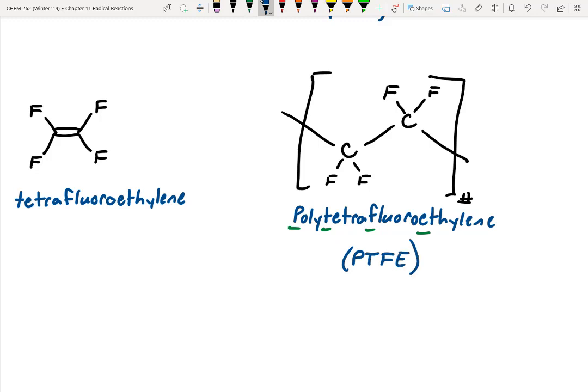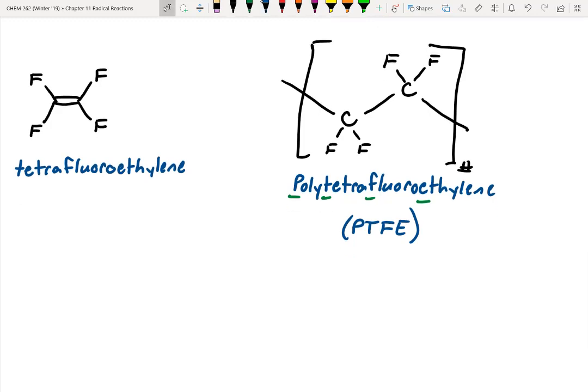Does anybody know the brand name of this? I'll give you a hint, think of nonstick cookware. Teflon. So this is the polymer whose brand name is Teflon. What makes Teflon great for cooking? Does anybody know? It's non-stick, and the main reason for this is it's very hydrophobic. So things like oils don't want to stick to it, and neither does water for that matter, and that has to do with the weird nature of carbon-fluorine bonds.